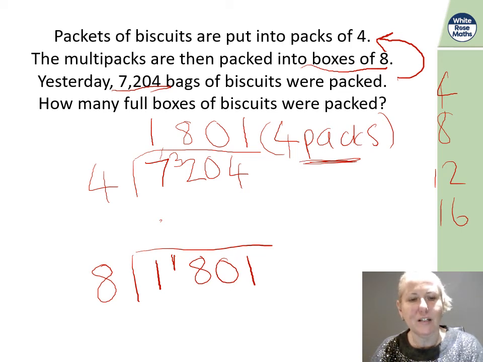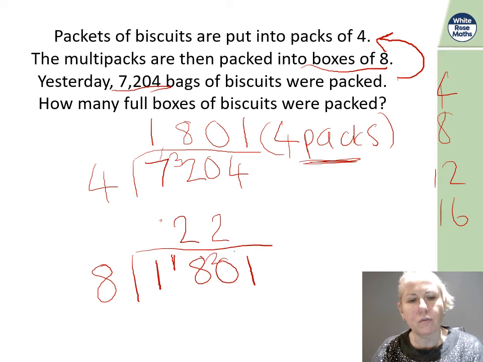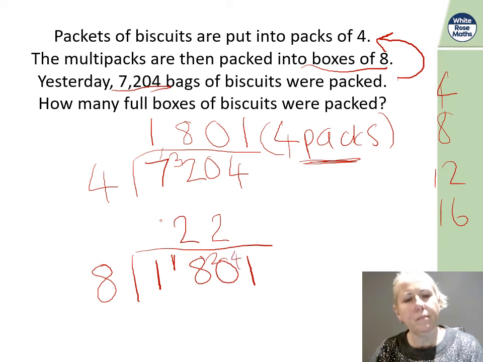Then we've got an 18 now. How many groups of 8 are there in 18? There are 2. 2 8s are 16. Remainder of 2. How many 8s are there in 20? 8, 16 again. We haven't got enough for the 24, so 16, so it's 2 again, and remainder of 4 this time. How many 8s are there in 41?